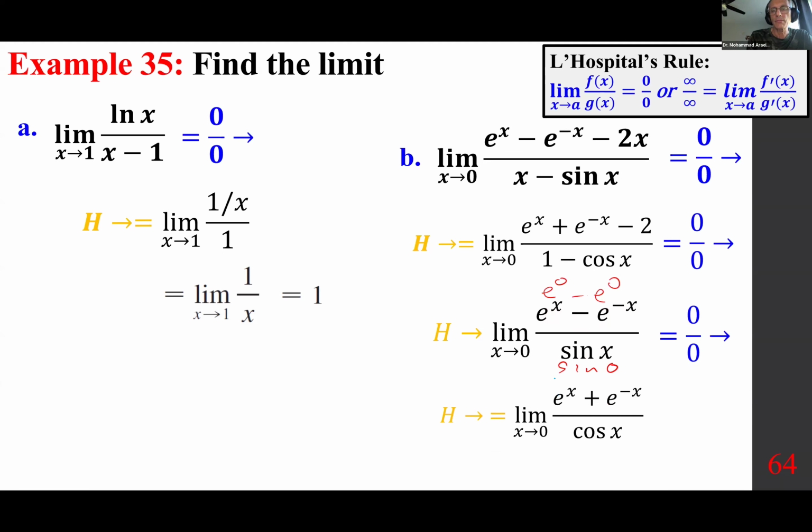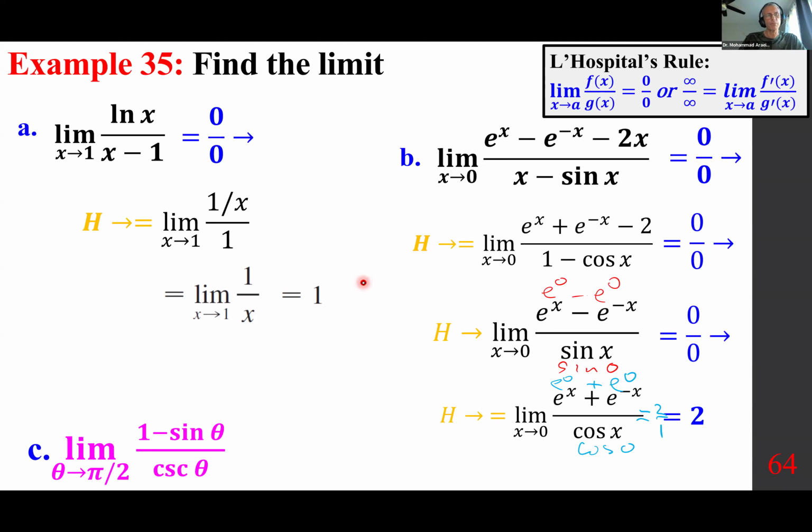So we get e to the power of 0 plus e to the power of 0 over cosine of 0, which means e to the power of 0, e to the power of 0, 2 over 1, or simply 2. So after applying L'Hopital's rule a number of times, it actually works. And that's the idea. Yes, you can use that repeatedly.